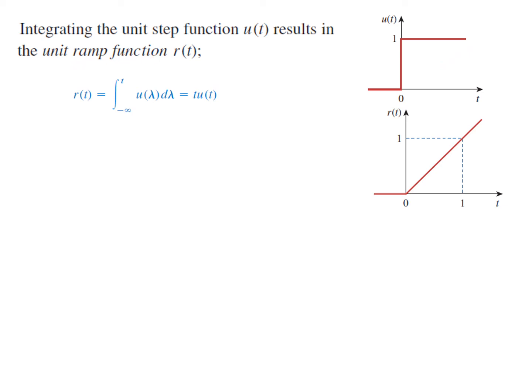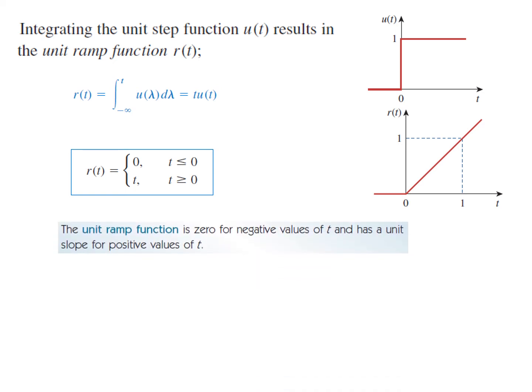So r(t) is nothing but the integral of u(lambda) d lambda, or u(t) dt, and this is equal to t, because u is 1. We can also write u(t) to show that it is on the positive side. So r(t) is 0 for t less than 0, and r(t) is equal to t for t greater than 0, the equation of a straight line with slope 1. The unit ramp function is 0 for negative values of t and has a unit slope for positive values of t.